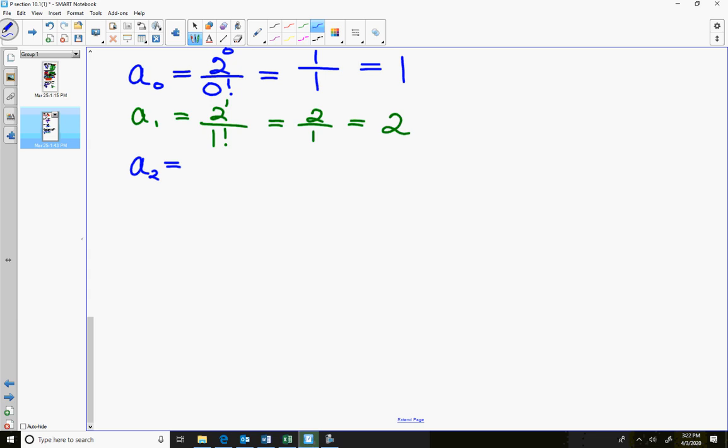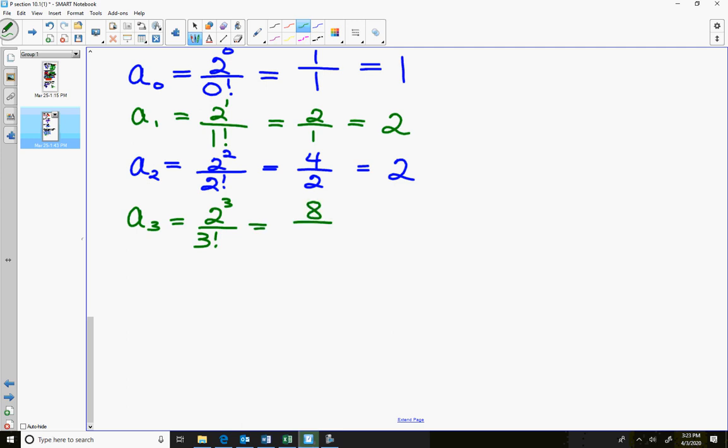A subscript 2 is going to be 2 to the second power over 2 factorial. So 4 over 2, which is also in this case 2. A3 is 2 cubed over 3 factorial. 2 cubed, hopefully you know that is 8. 3 factorial was going to be 3 times 2 factorial, which we already calculated right there. It was 2, so 3 times 2 is 6. And we get a fraction.